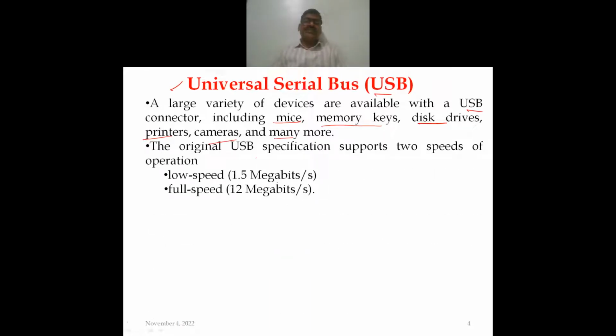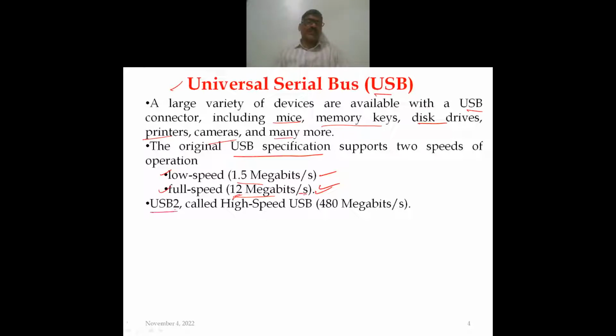The original USB specification supports two different speeds. The low speed USB operates at 1.5 megabits per second, and the full speed USB operates at 12 megabits per second. This is the data transfer rate, so you can remember that. Low speed USB devices support 1.5 megabits per second, and full speed USBs support 12 megabits per second. Later, the USB specification improved to achieve more than this 12 megabits per second.